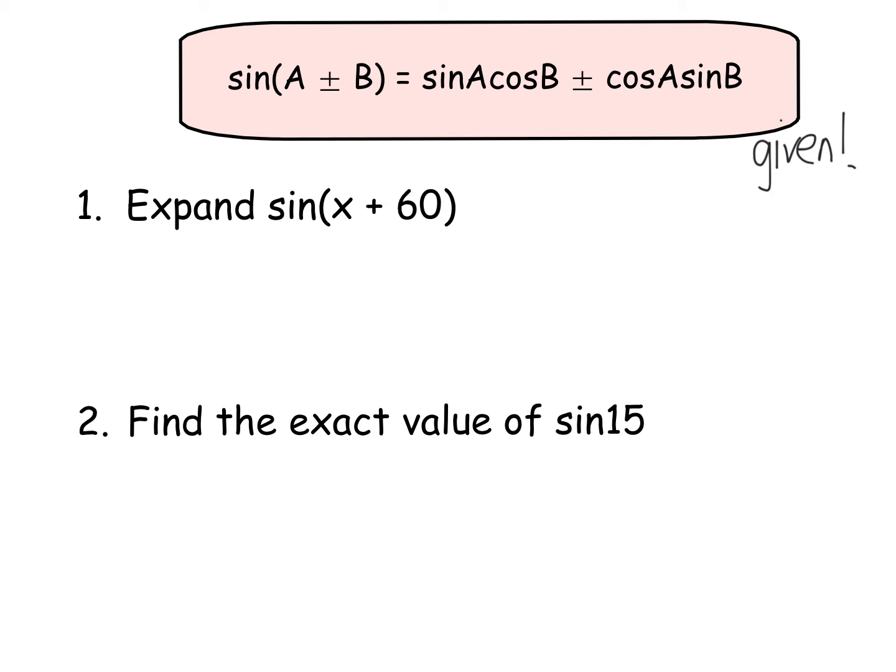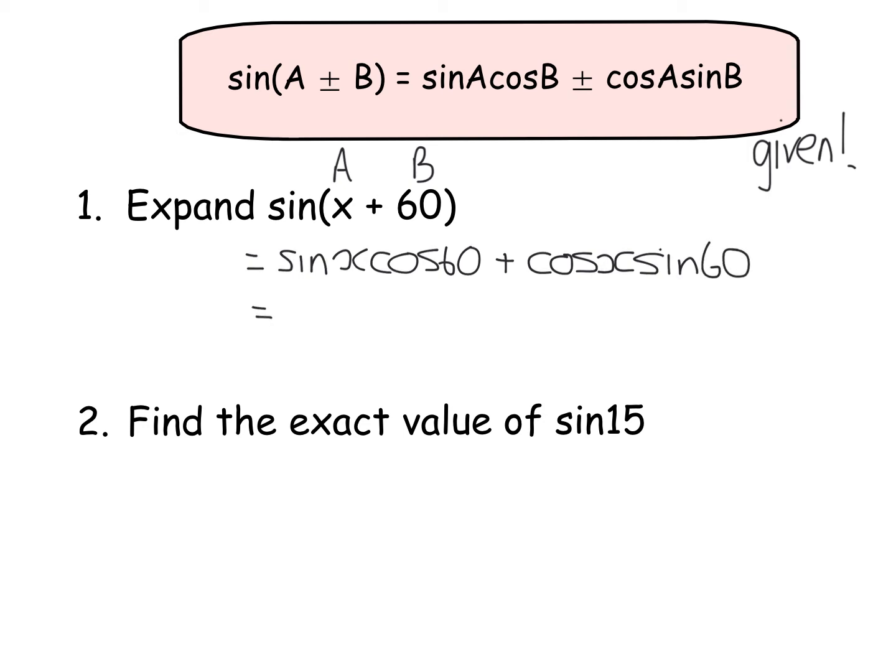What has happened here is basically my a has been replaced with an x and my b has been replaced with a 60. So I'm going to write out the bit in pink, but replacing a with x and b with 60. So this is simply sine x cos 60. Now it says plus or minus in here. If it was a plus in your bracket, it stays a plus when you expand it. So plus, and then it would be cos of my first term, so cos x, and sine of my second term, which is 60.